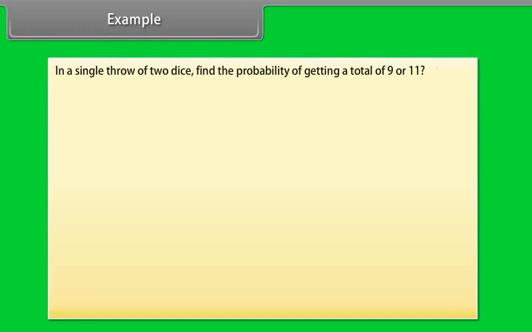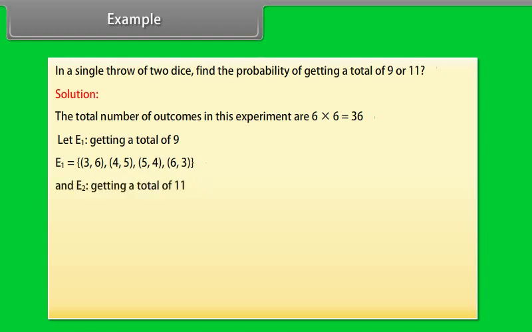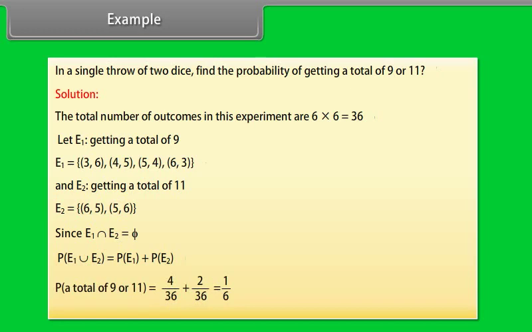In a single throw of two dice, find the probability of getting a total of 9 or 11. Solution. The total number of outcomes in this experiment is 6 into 6 = 36. Let E1: getting a total of 9. E1 = {(3,6), (4,5), (5,4), (6,3)}. And E2: getting a total of 11. E2 = {(6,5), (5,6)}. Since E1 intersection E2 is empty, P(E1 union E2) = P(E1) + P(E2). P(a total of 9 or 11) = 4/36 + 2/36 = 1/6.